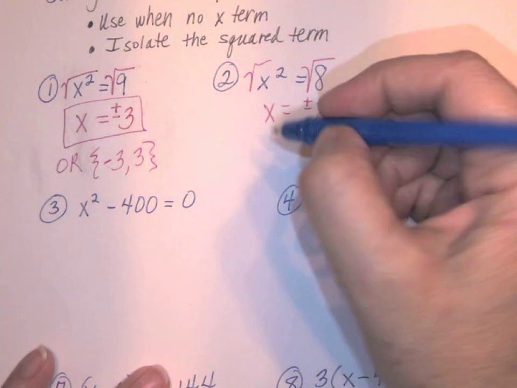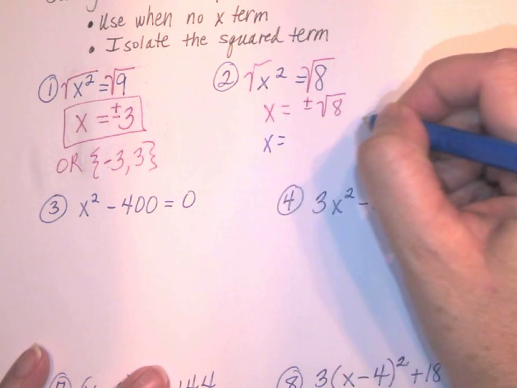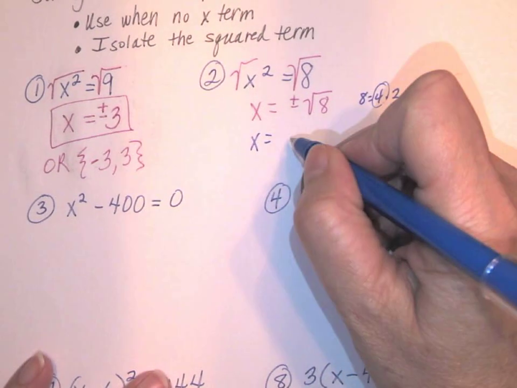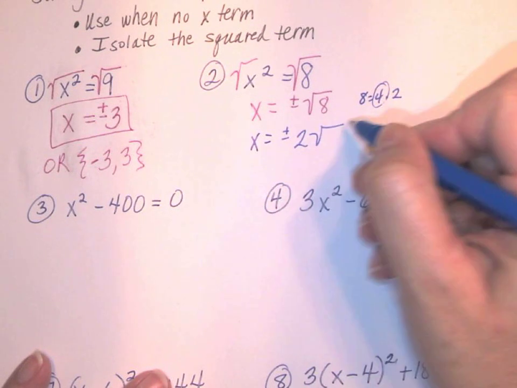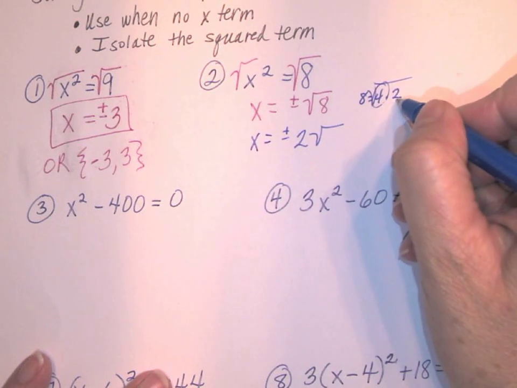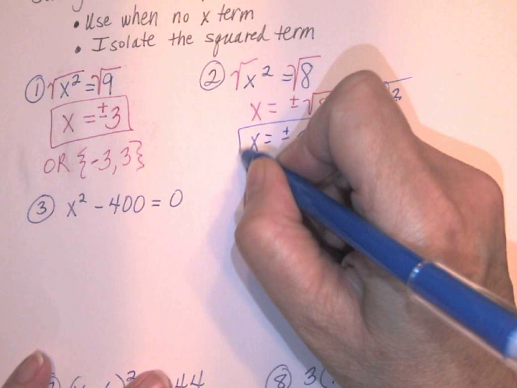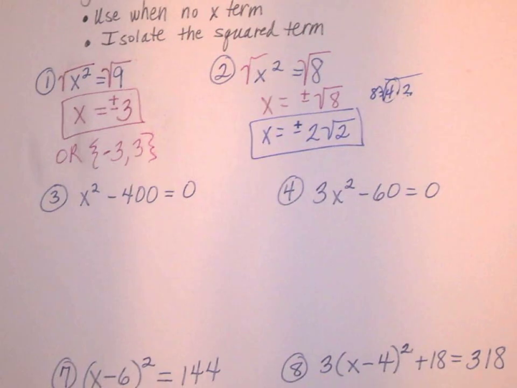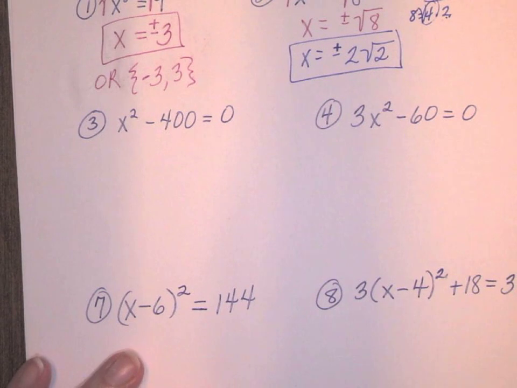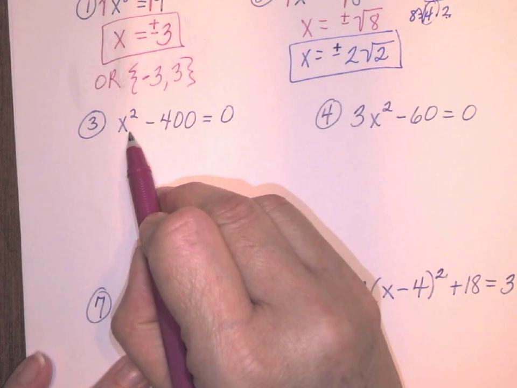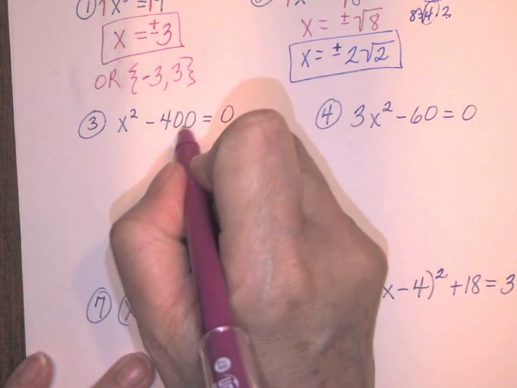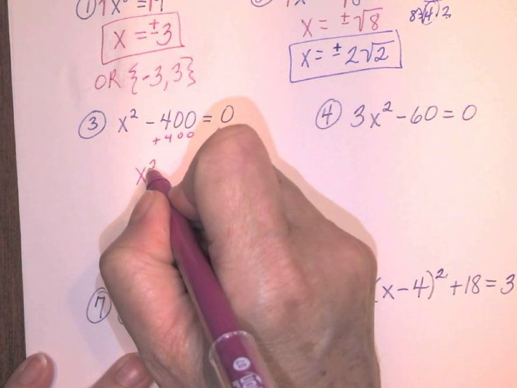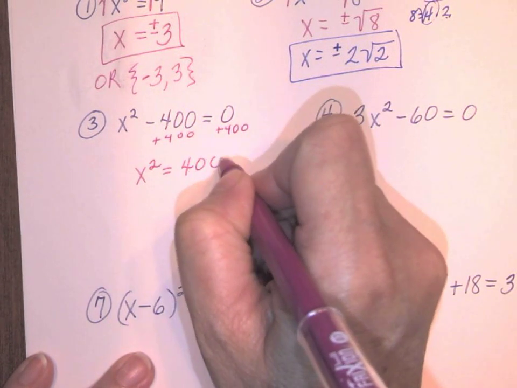So if we simplified this, we would break it into 4 times 2. We know the square root of 4 is 2, so that comes outside the radical. We don't know the square root of 2, so it stays underneath. This is our answer, positive or negative 2 square roots of 2. So on this one, number 3, the squared term is not isolated. It's not by itself. To get rid of this and get it to the other side, I must do the opposite, which is add. So x squared equals 400.